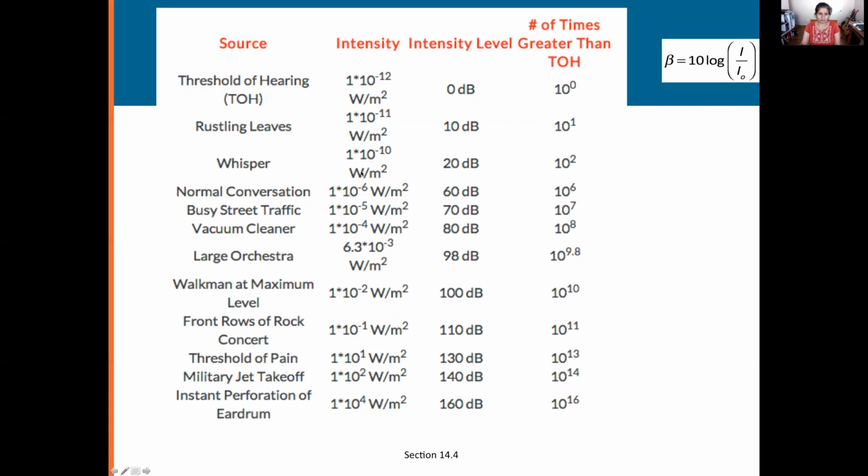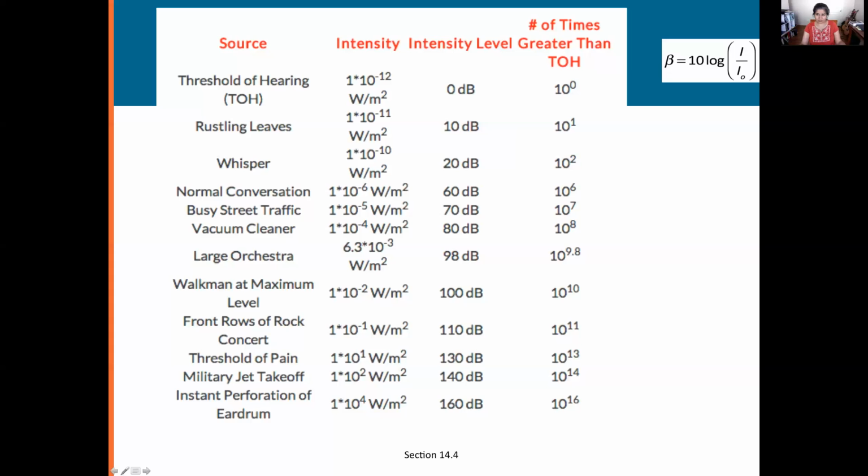If you go up further, another 10, we haven't written that here. Let's say busy street traffic, like on a big street. That's roughly the order of 10 to the minus 5. These are all approximate values, which corresponds to 70 decibels. So we're just going up in units of 10 several times to give you some feel for the intensity and intensity levels. If you're at the front row of a rock concert, that's roughly 110, 120 decibels, close to the edge of the threshold of pain. If you're exposed to it for too long, you may feel pain.